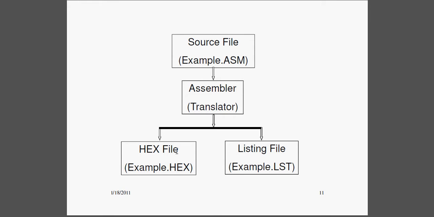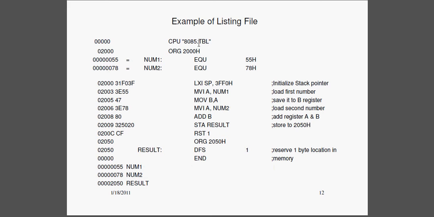Okay, this is just an example of the list file. This is not the file that you're going to send into the 8085, but this is the file that you can refer to. This is the direct translation of the assembly code into this hex code, where you can see which hex code represents which assembly code that you wrote in your program.